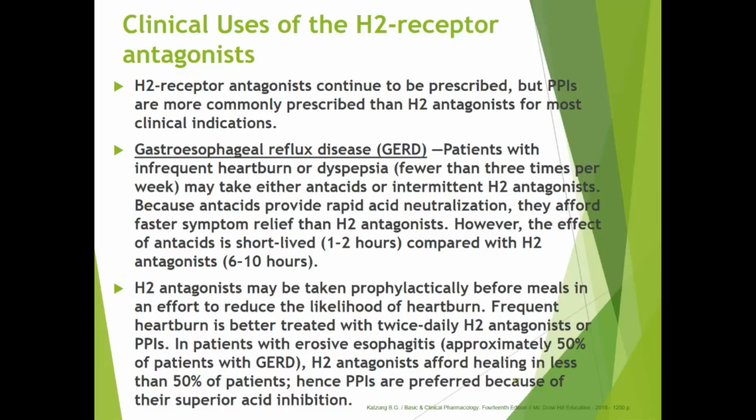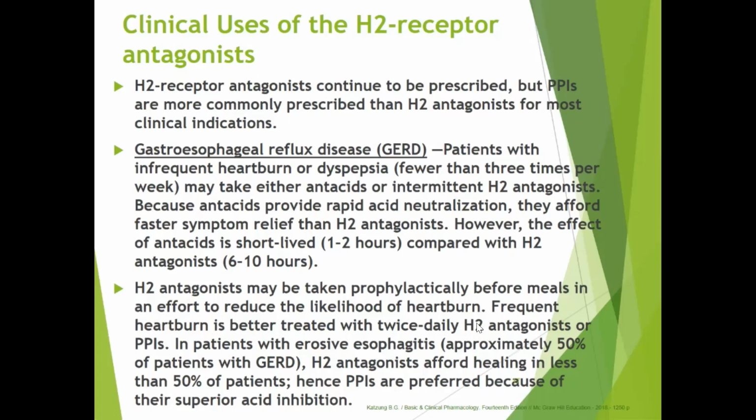H2 receptor antagonists continue to be prescribed, but PPIs are more commonly prescribed than H2 antagonists for most clinical indications. What indications? The first is gastroesophageal reflux disease. Patients with frequent heartburn or dyspepsia may take either antacids or intermittent H2 antagonists.